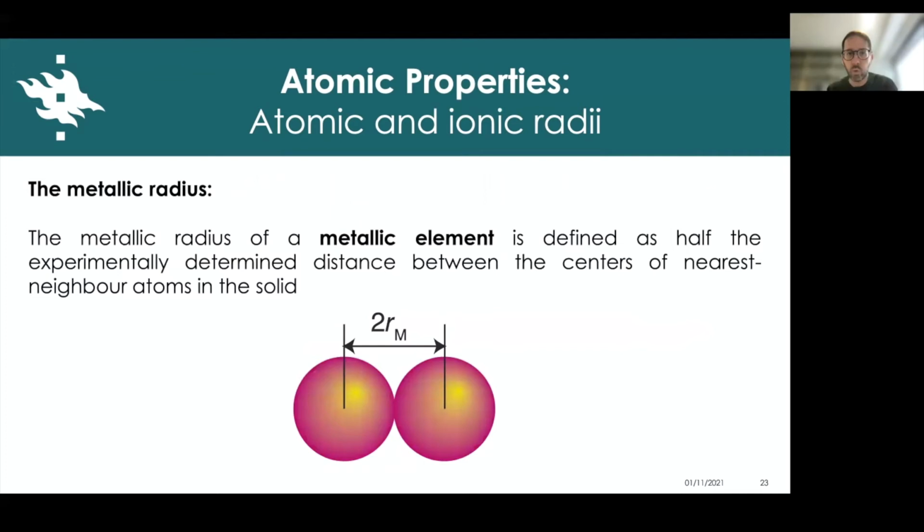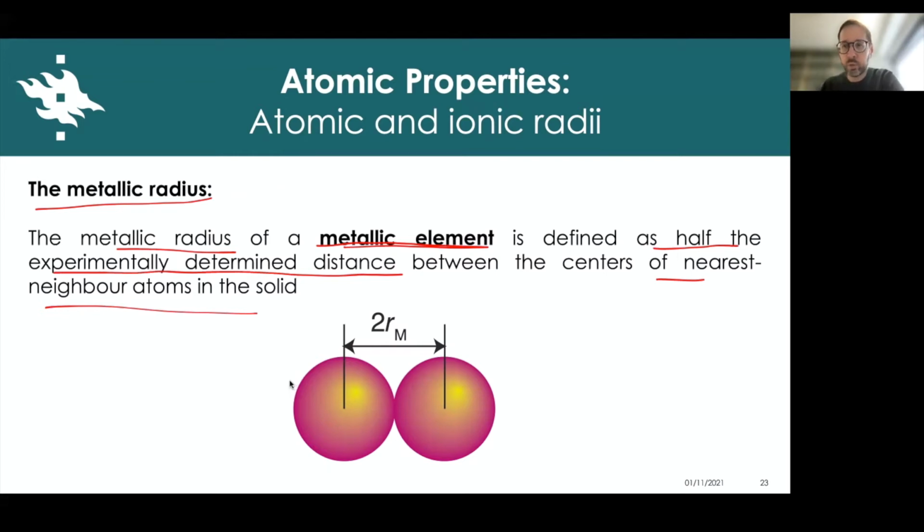So, for example, one definition is the metallic radius. The metallic radius refers to the radius or the size of a metallic element. It is defined as half of the experimentally determined distance between the centers of nearest neighbor atoms in the solid.